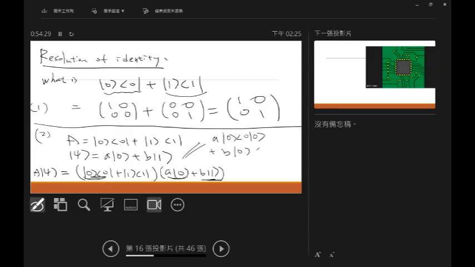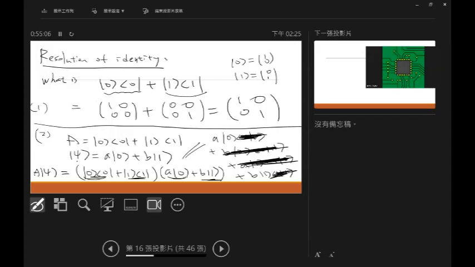B|0⟩⟨0|1⟩ plus this, A|1⟩⟨1|0⟩ plus B|1⟩⟨1|1⟩. Okay. And I say that |0⟩ and |1⟩ are orthogonal, right? So remember |0⟩ is (1, 0), |1⟩ is (0, 1). So |0⟩ and |1⟩ are orthogonal, so these are 0. Okay, so you get A|0⟩, and ⟨0|0⟩ is 1, right? So this is 1, and ⟨1|1⟩ is 1, right?